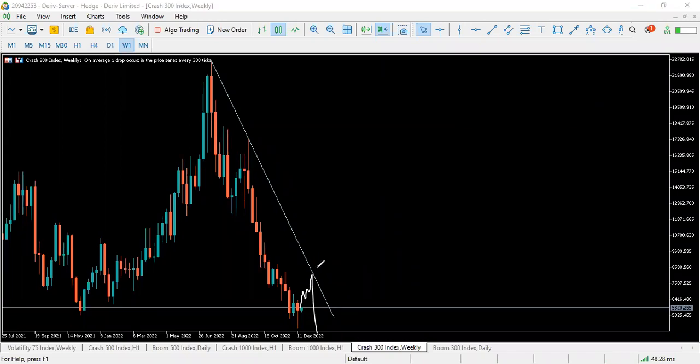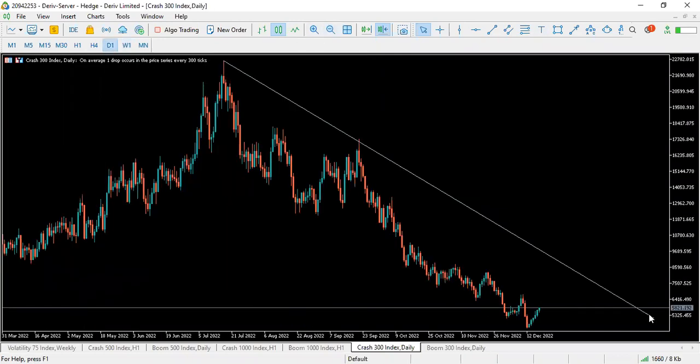Give us a third touch here. Once we get the third touch, we expect a drop. That is just a rough overview of what might happen on the Crash 300. That is from a weekly perspective. So this is the trend line. First touch, second touch. Most probably this pullback can actually come when you touch the trend line.